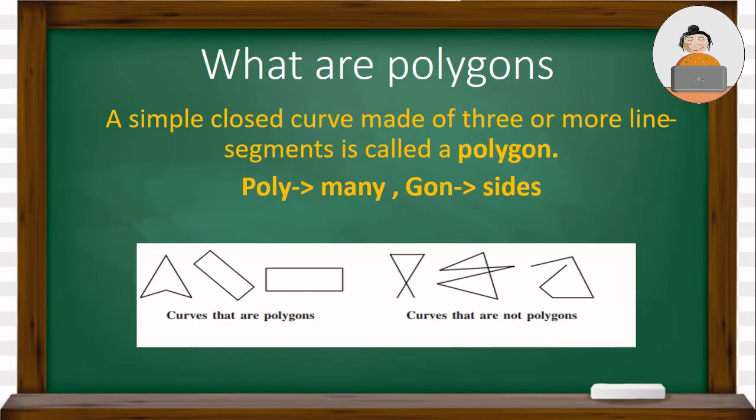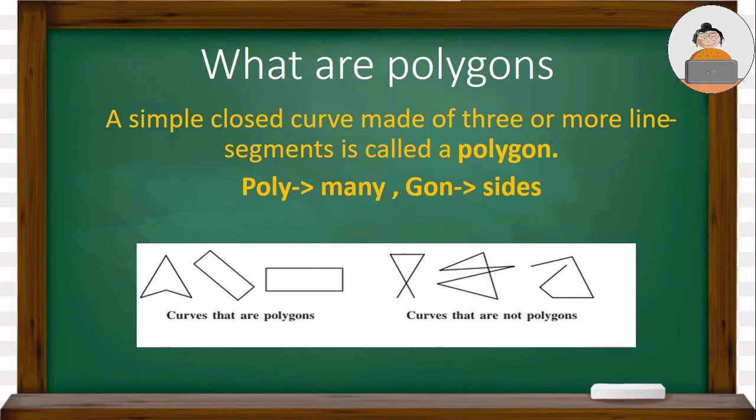In this video, the very first thing we are going to discuss is what are polygons. A simple closed curve made of at least 3 or more line segments is known as a polygon. And if we look at the word polygon, it itself describes the meaning: poly means many and gon means the sides. So basically a polygon is a simple closed curve which is made up of only line segments.